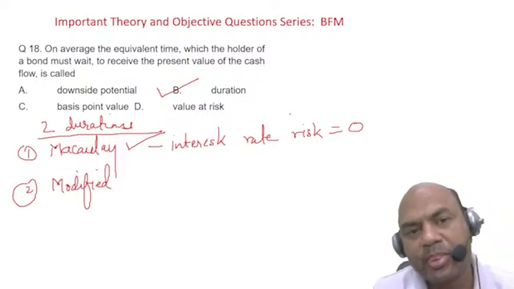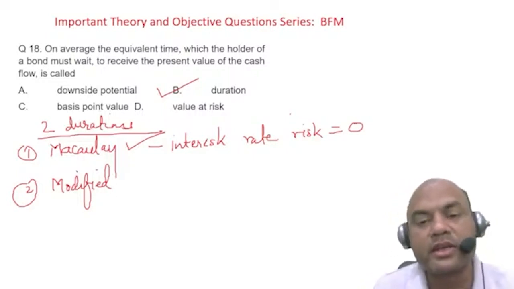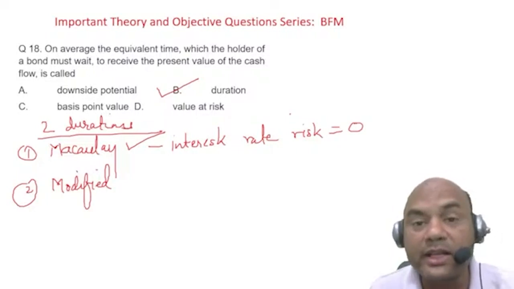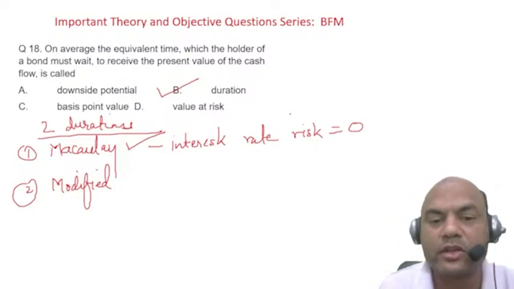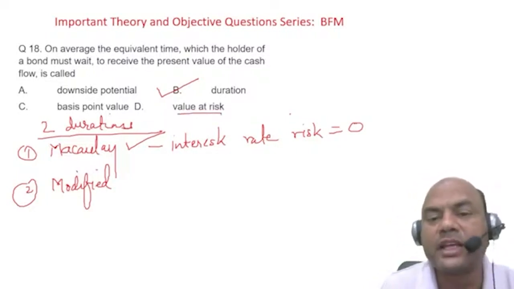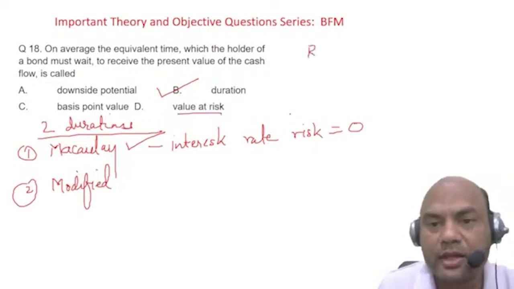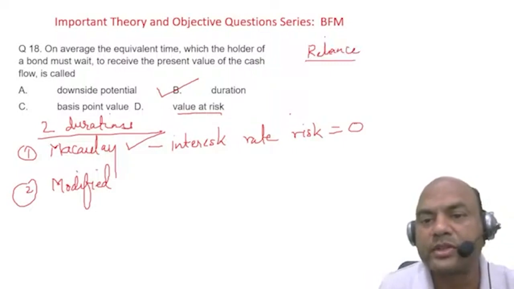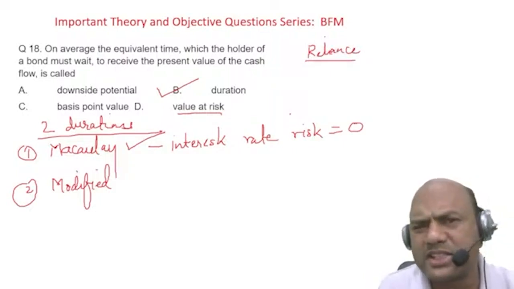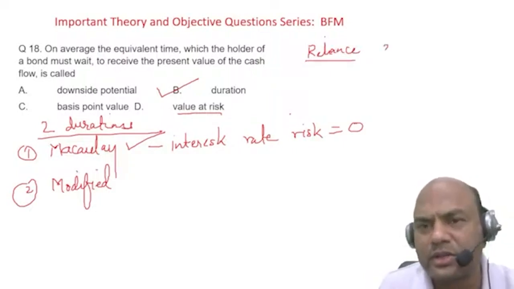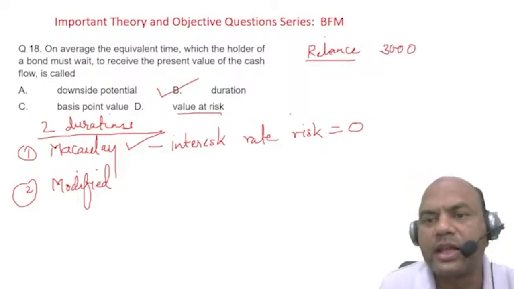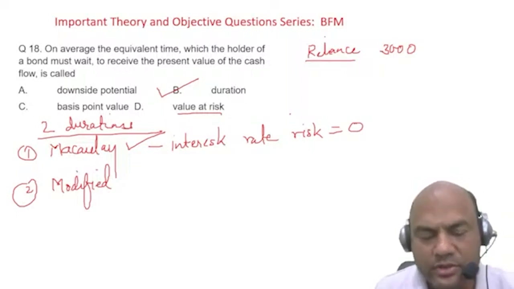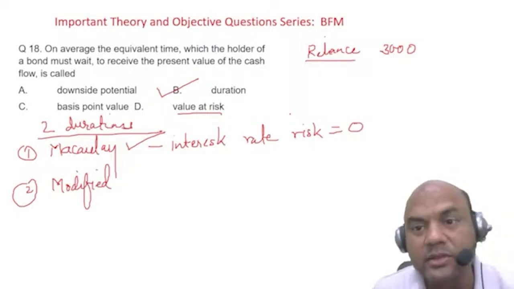Value at risk means what is the amount at risk. Let me explain what is value at risk. Let's say I buy a Reliance share. Let's say one share is at 3000, let's make it 3000 round. Reliance share is at 3000 approximately. So if I invest 3000, is my entire 3000 amount at risk?